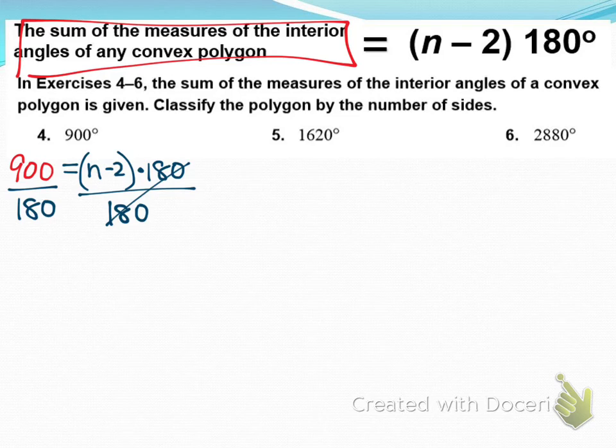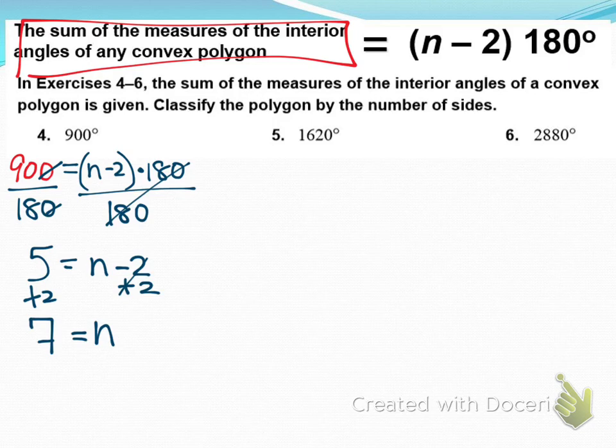What is 900 divided by 180? If you ever don't have a calculator and they both end in a 0, just take off a 0. 5. Yes, 5. 5 equals n minus 2. So the last step is to add 2. So the number of sides is 7, which makes this a heptagon.